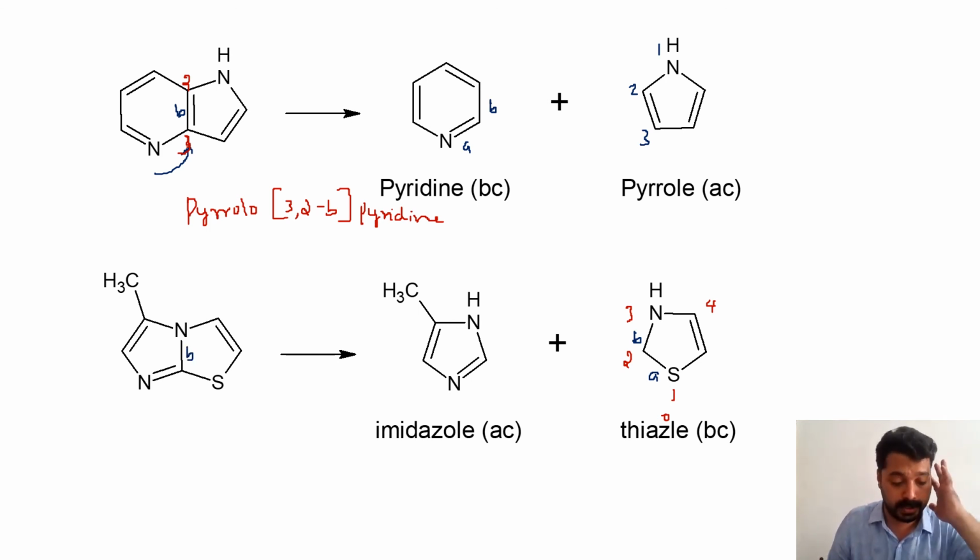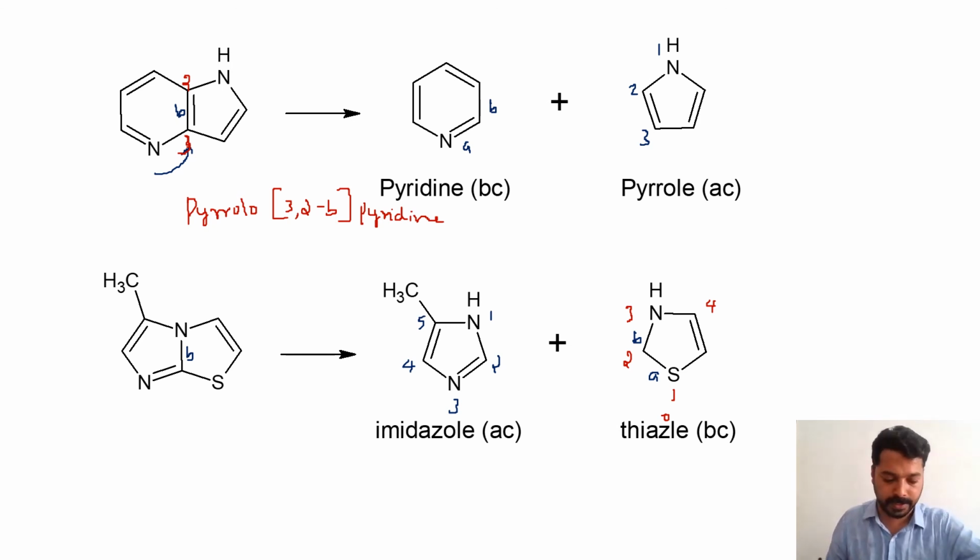Coming to the attached component, you cannot give 1 over here because this is saturated. So the first number should be given to this one, 1. There is a substituent. If you go in this way, 2, 3, 4, it will be 1, 4. But you cannot forget the heteroatom. The priority should be given to the heteroatom. Heteroatom should get the lowest locant. So 1, 4, 5.